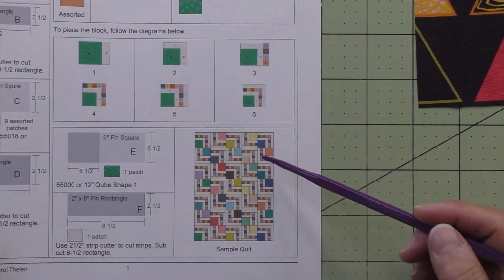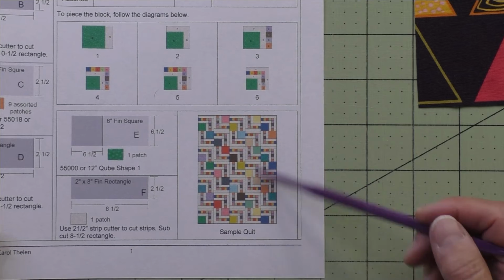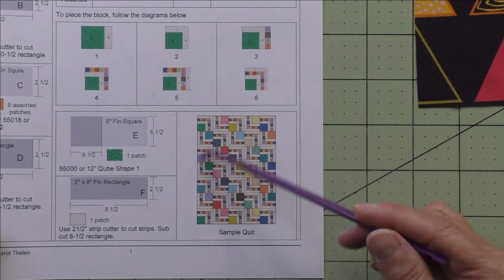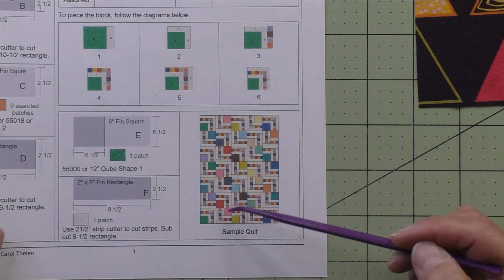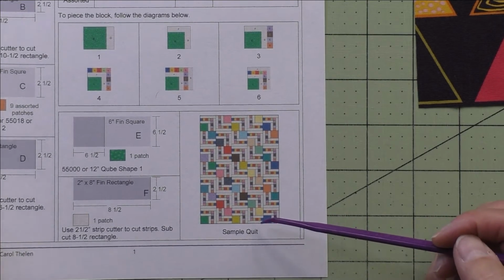Here is a full size, I call it full size quilt, just meaning it's a quilt top. These have 35 blocks, set 5 across and 7 down. This finishes at 60 inches by 84 inches.